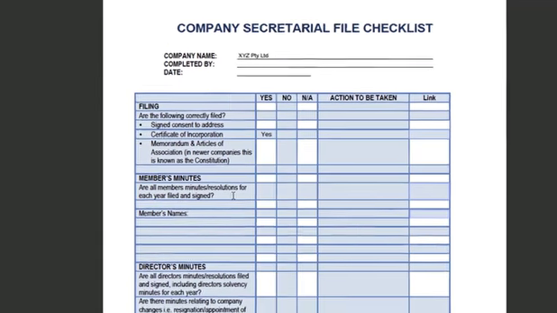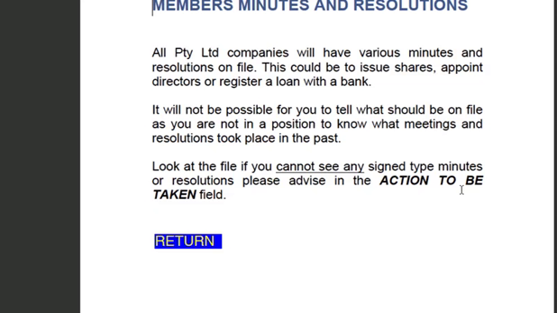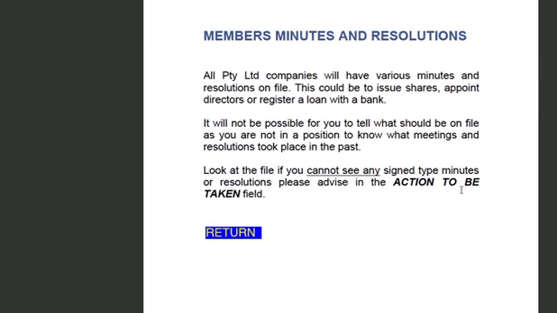Next one is looking at the issue of member minutes. Member minutes, how do you know what to look for? How do you know what minutes should be on file? Yeah, we all know they probably should be there. There's got to be some there. So there's nothing stopping you as a practitioner defining what you believe should be the minutes and what should be on file. In this case, I'm saying that there's got to be something there. If you can't see anything at all, then please, in the action to be taken area, highlight the fact.